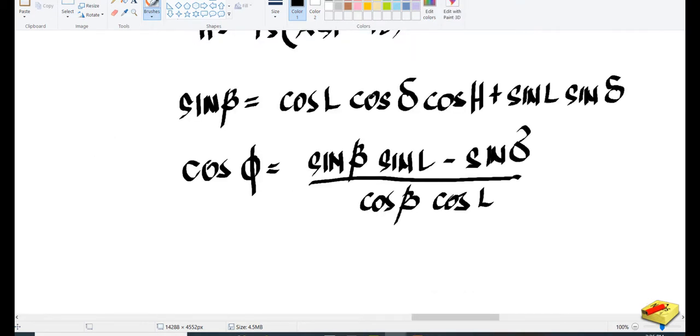Now for the azimuth angle, to determine that, the cosine of the solar azimuth is equal to the sine of the solar altitude angle times the sine of L, where L is the latitude given in the problem, or whatever location your latitude corresponds to, minus the sine of the solar declination, then divided by the cosine of the solar altitude angle multiplied by the cosine of the latitude.